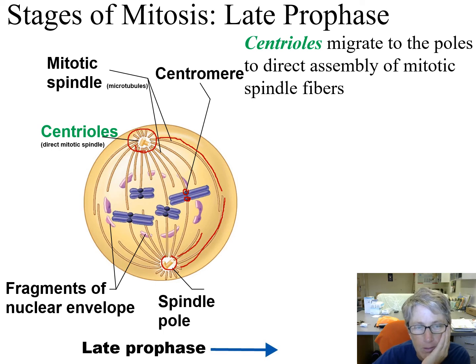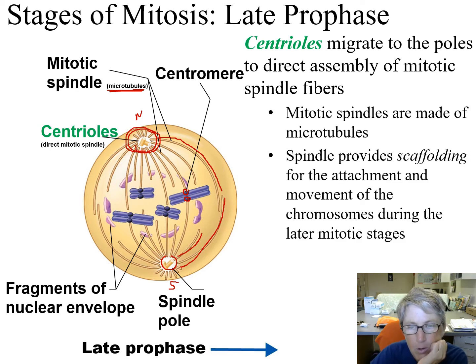So the centrioles, which are here in late prophase of mitosis, migrate to the poles. So we could say that's the North Pole, we could say that's the South Pole. And then they're going to direct the assembly of these mitotic spindle fibers, which are technically made of proteins called microtubules.